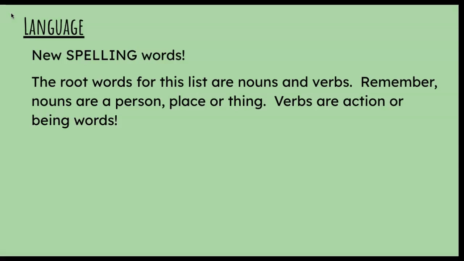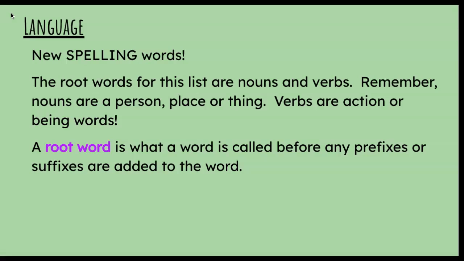The root words for this list are nouns and verbs. So they are people, places, things, which are nouns, and verbs, which are actions. Remember, nouns are a person, place, or thing, verbs are action or being verbs like is, are, were. A root word is what a word is called before any prefixes or suffixes are added to the word. So remember, we've talked about prefixes, re and pre, and suffixes, ed and ing.